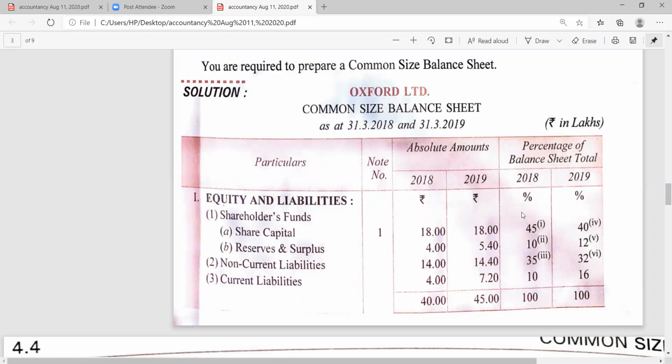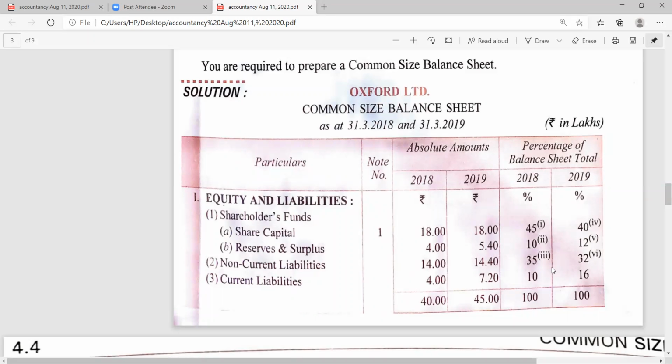Now what to do? For 2018, the percentage change in the balance sheet as per the common base of total, and here the common base of percentage will be 100. Now how is it to be done? See, 18 divided by its total 40 multiplied by 100. We will get 45%. 4 divided by 40 multiplied by 100, 10%. 14 divided by 40 multiplied by 100. 4 divided by 40 multiplied by 100.